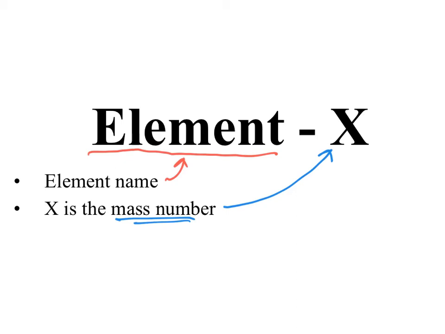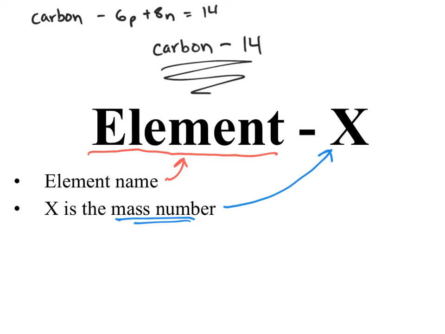Okay, so let's look at an example of this. So we talked about how we had our carbon, right? And our carbon had 6 protons and 8 neutrons. So we'd write out carbon, we put that little dash, and then we would write the mass number. Well, the mass number is the 6 protons plus 8 neutrons, which make 14, so we just write carbon-14. And this is our answer right there.